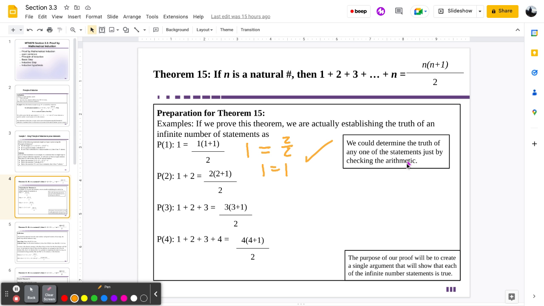Like it says here, we're just checking our arithmetic, making sure it works. The purpose of the proof is to create a single argument that will allow us to look at infinite possible statements.